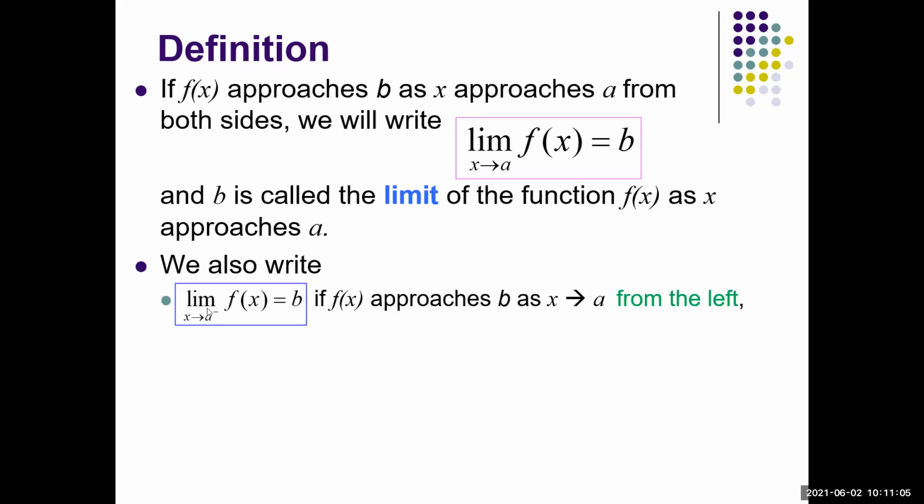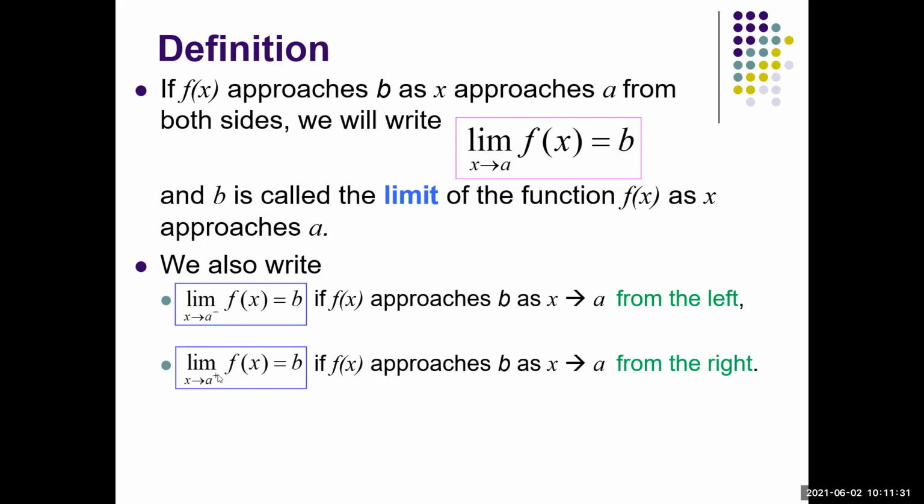We also write the limit as x approaches a with a minus sign in the upper right corner of the number a to mean the function f of x approaches b as x approaches a from the left. So notice that if we want to consider one side, from the left, we put the minus sign there. And then we have the plus to mean x approaching a from the right-hand side. This is called a one-sided limit.